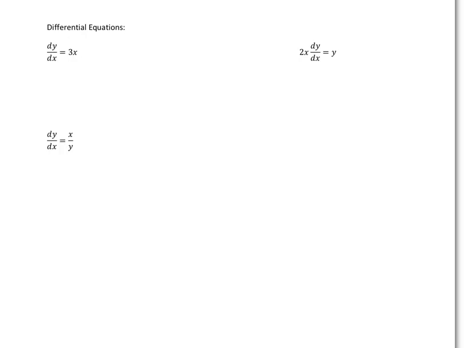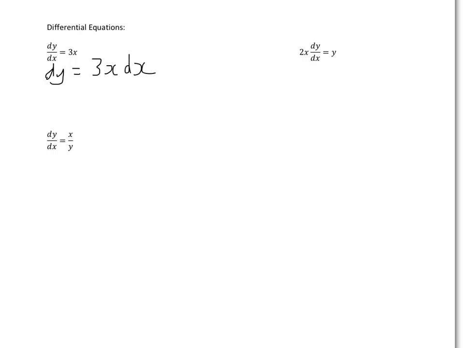Right, so the strategy with these questions is that we want to get a function for y in terms of x. So we want to get all our y terms on one side and all our x terms on the other. So we're just going to multiply through by dx. So we've got dy equals 3x dx.